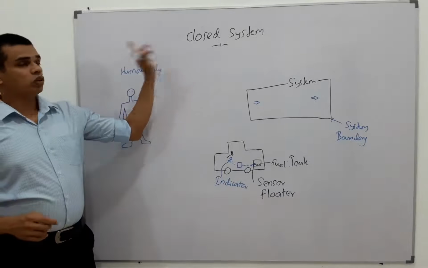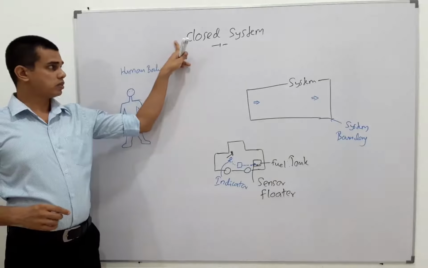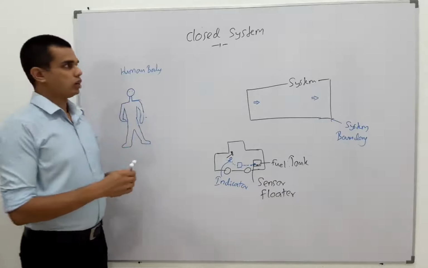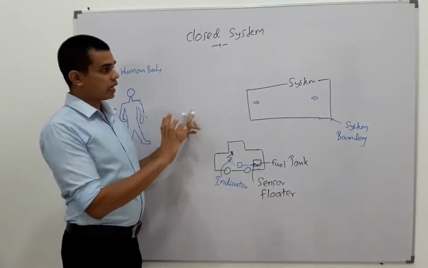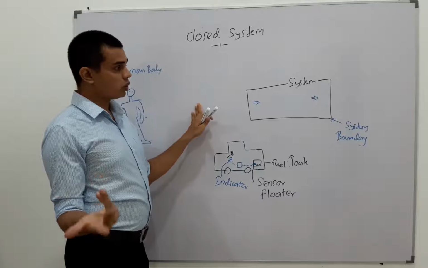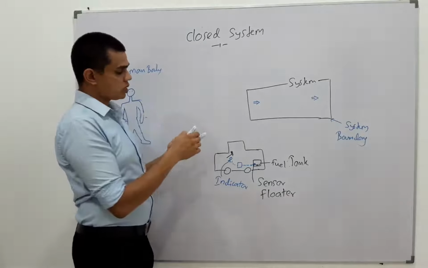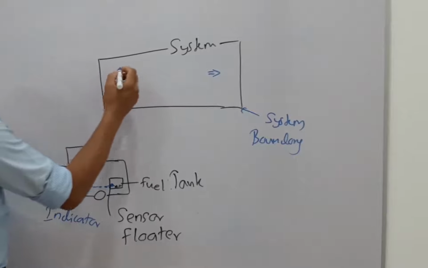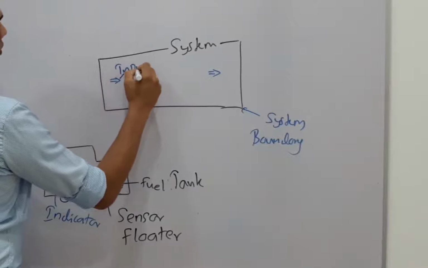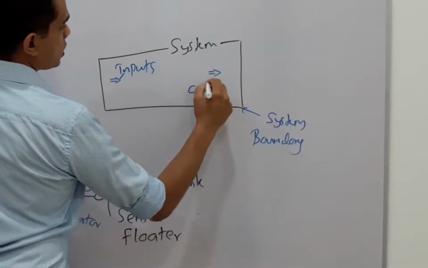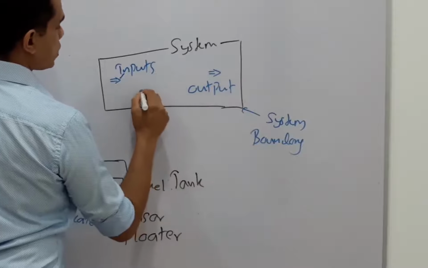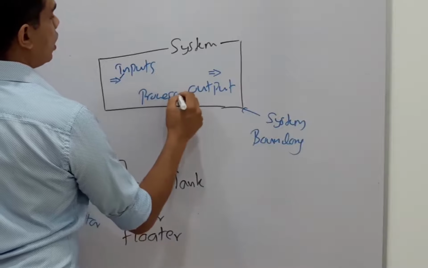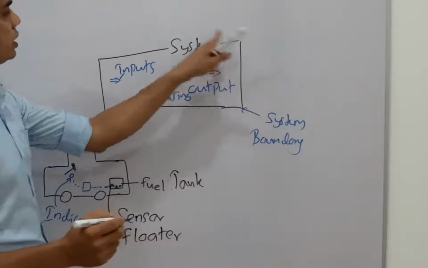Then the opposite of open systems is closed systems. We can understand that open systems interact with the surrounding, going beyond the system boundary. Then what should closed systems be? A closed system means all the inputs, even the outputs, as well as the processing are available inside the system boundary.